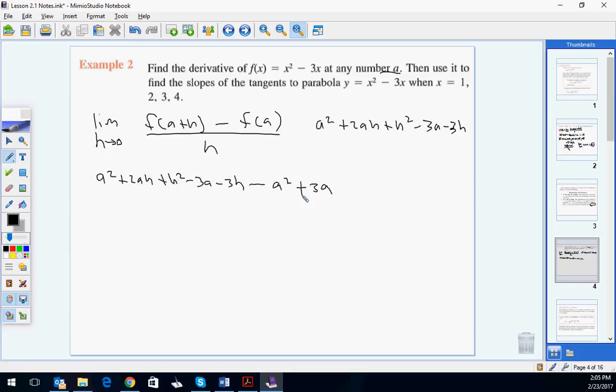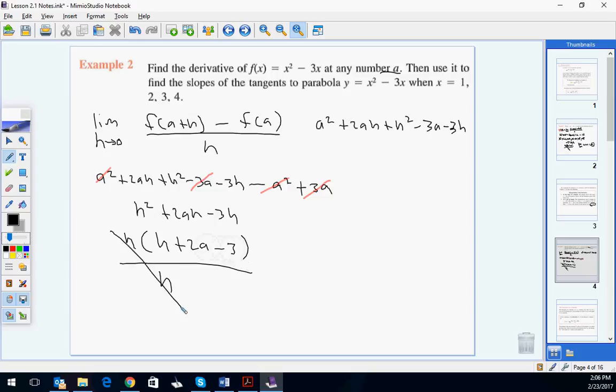Okay, it's all over h still. I'm going to combine like terms. Gone, gone. So that's helpful. Gone, gone. And then I have h squared plus 2ah minus 3h. They all have an h. We're happy, that's the purpose. And now we're ready to plug in the 0.